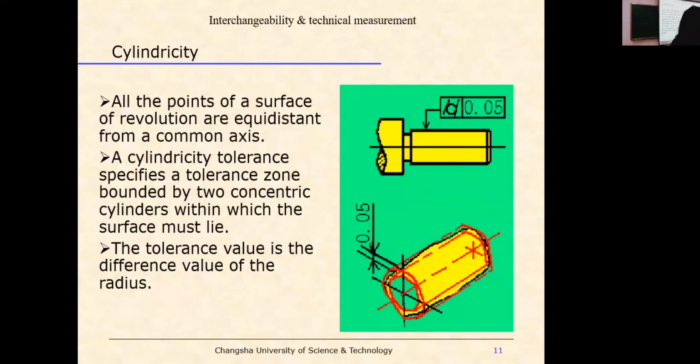A cylindricity tolerance specifies a zone bounded by two concentric cylinders with which the surface must align. The tolerance value is the difference of the radii. So like this tolerance, it means this is the radius. The radius is this t, right?